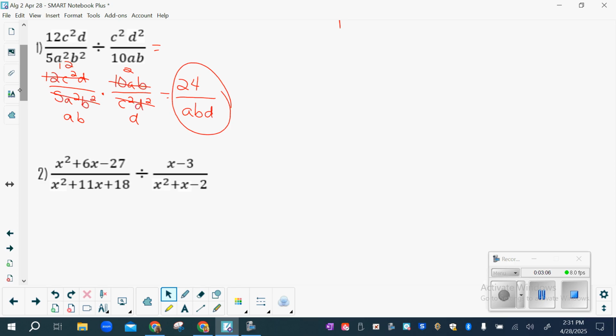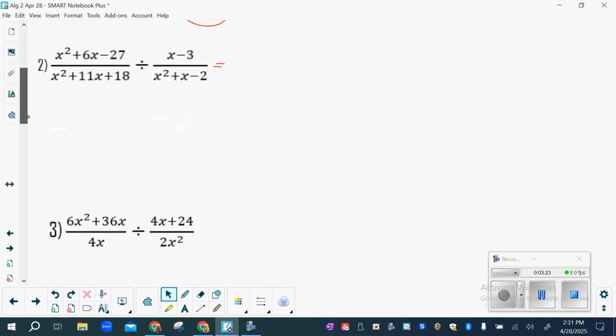Okay, so now we didn't have to do any factoring on that first one. The next one we have to do some factoring. So rather than just rewriting it once and then factoring, I'm going to factor as I rewrite, just to save time because it's a lot of writing. So this group back here, how do we factor x squared plus 6x minus 27?